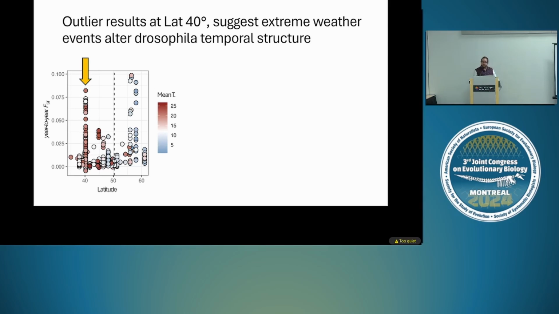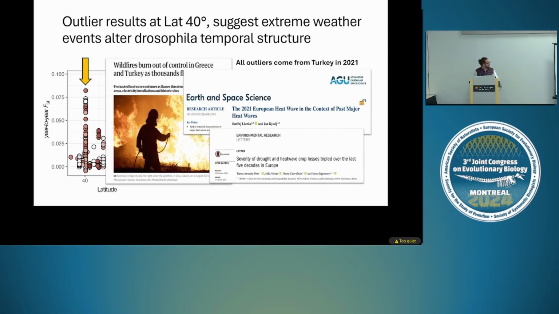And that is not quite expected. Well, we did a little bit of sleuthing. Turns out that the vast majority of those samples come from one place and one year: 2021, Turkey. And we did a little bit of Googling, and it turns out that those samples happen to capture, almost by accident, one of the most significant heat waves in the history of Southern Europe, which in Turkey happened to drive tremendous wildfires which destroy habitats.